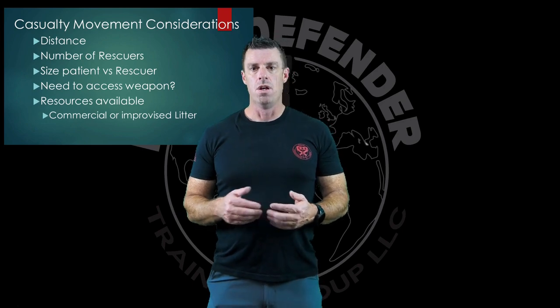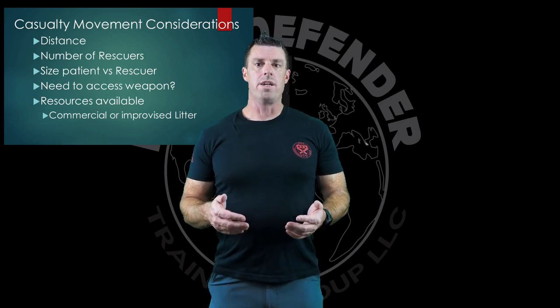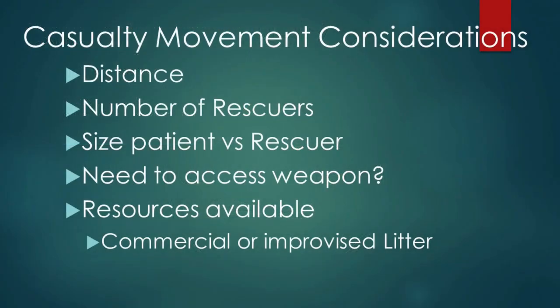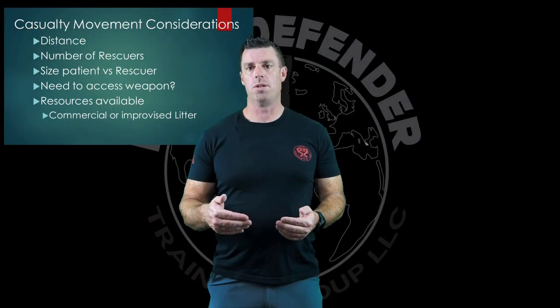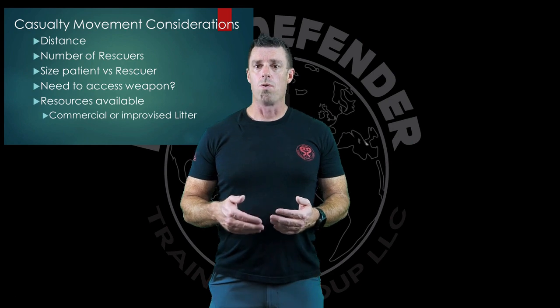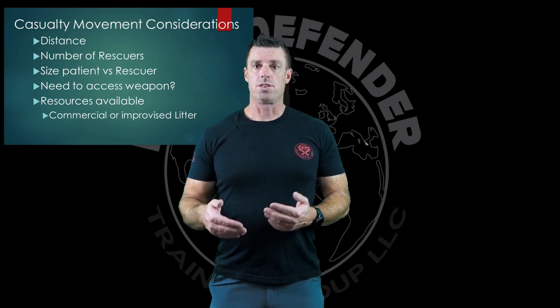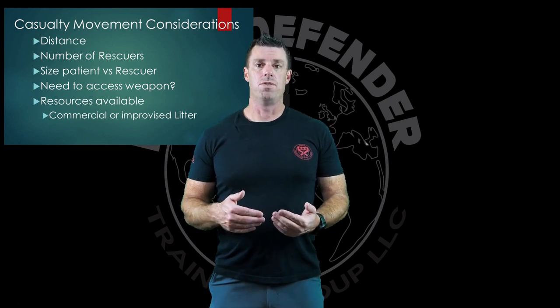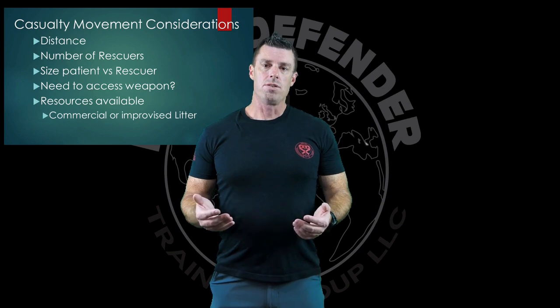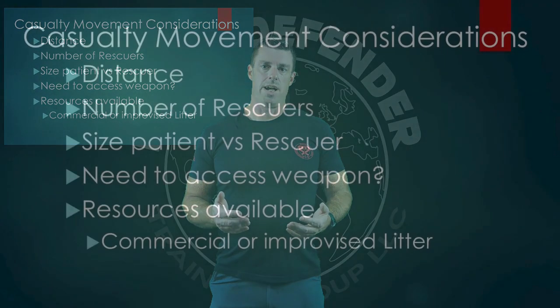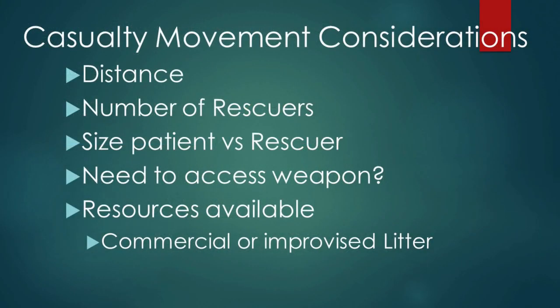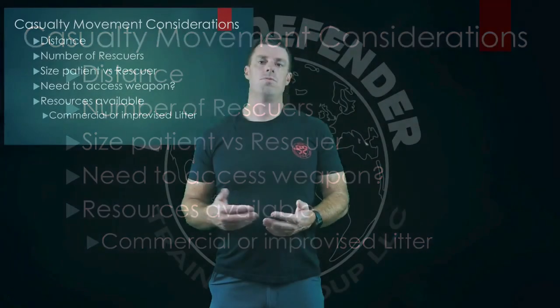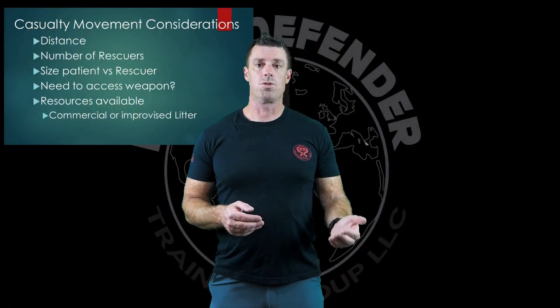So we need to look at what is our actual capabilities with the size of the casualty that we're trying to move. We also have to take the threat into account. During this movement, are we going to need to be able to have continued access to our weapon in order to be able to provide our own security, or is the threat still active? That's going to drastically impact how I move this casualty. I also have to factor in what resources I have available to me. Do I have objects that I can use to assist this movement, such as a commercial litter?